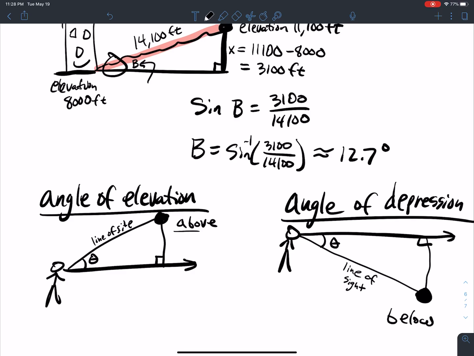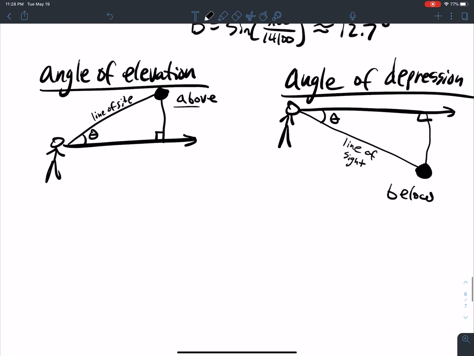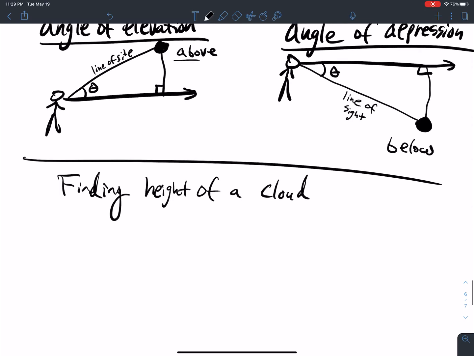So when we work through an application here, if I want to find the height of a cloud, meteorologists find the height of a cloud using an instrument called a ceilometer. Maybe I butchered that.